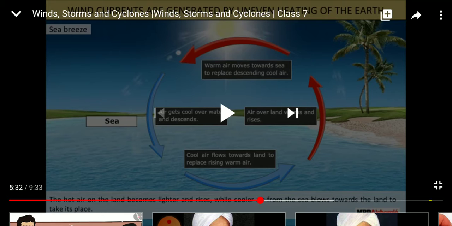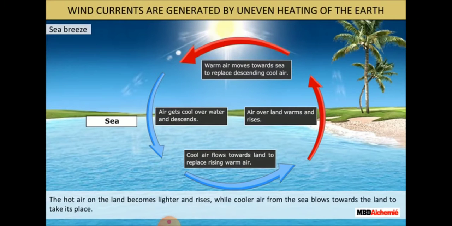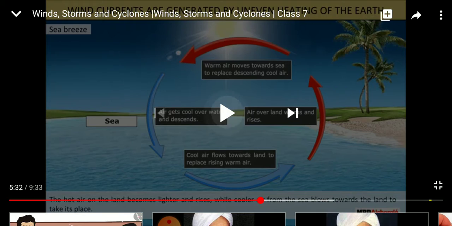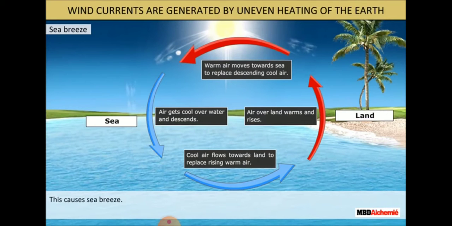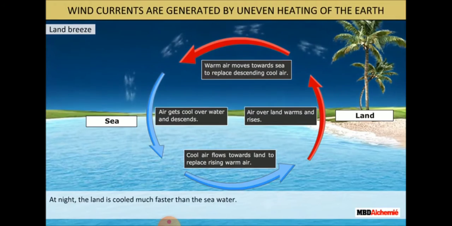As I told you, in the sea breeze the hot air on the land becomes lighter and rises, that hot air will go up, while cooler air from the sea blows towards the land to take its place. So this causes sea breeze. Now we will discuss about land breeze.